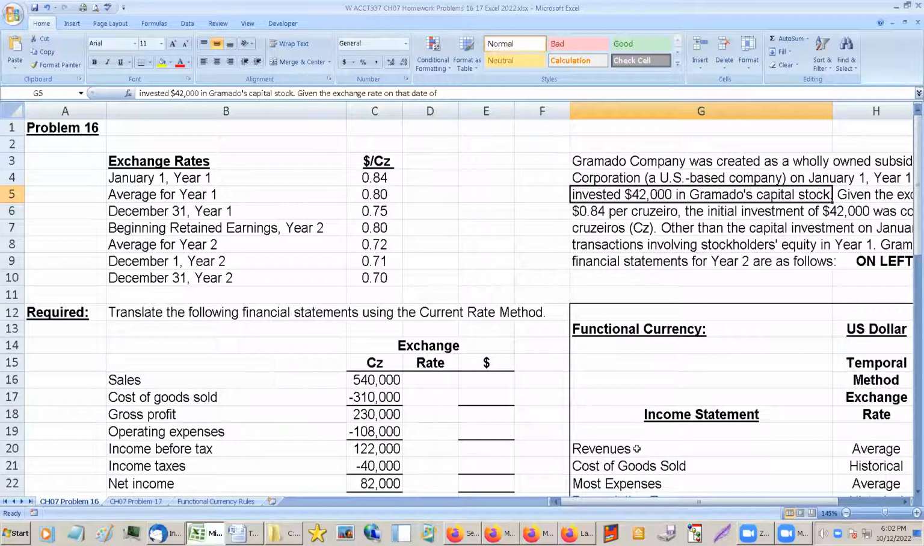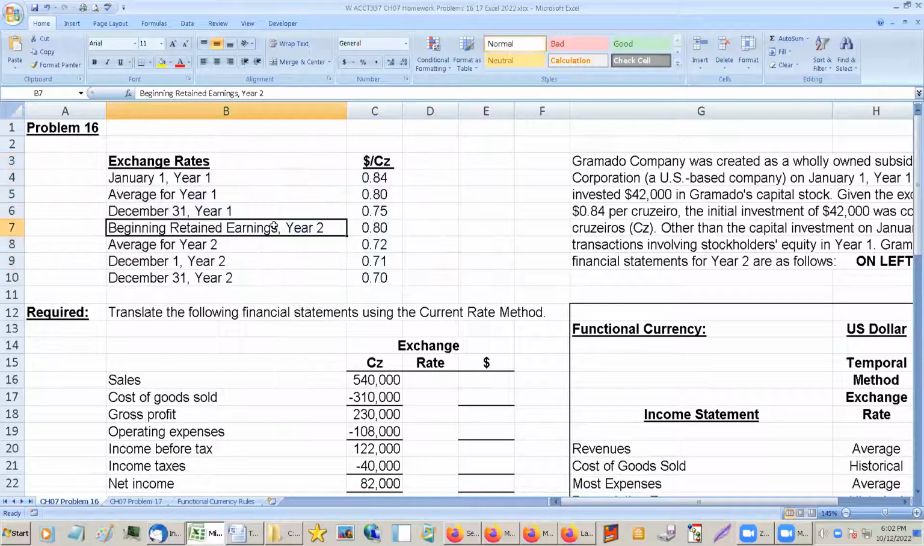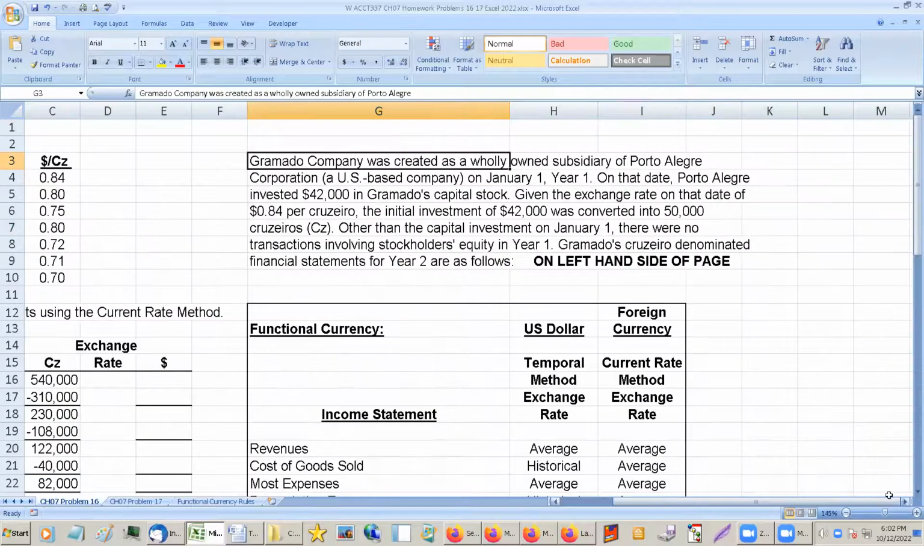I had to do a little bit of shuffling around just to get it to fit, but so here's the exchange rates. This is the important stuff. Over here is some of what actually they did.